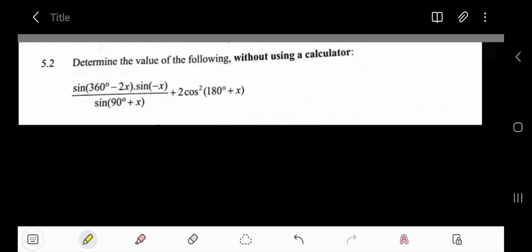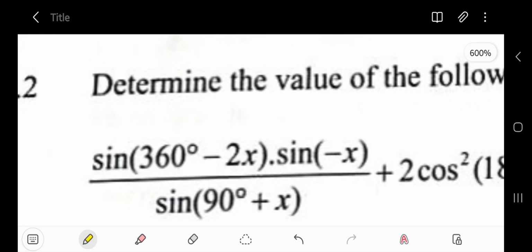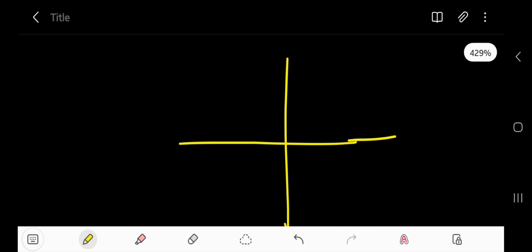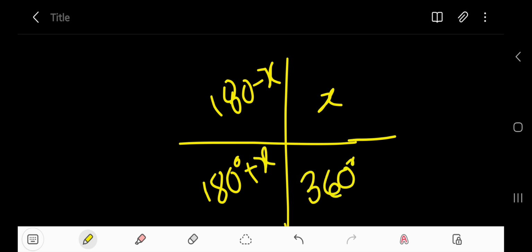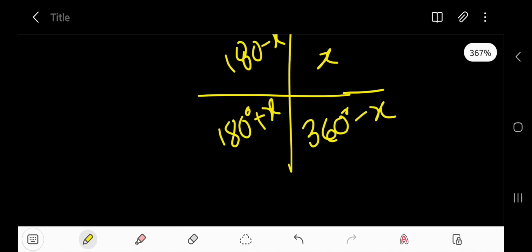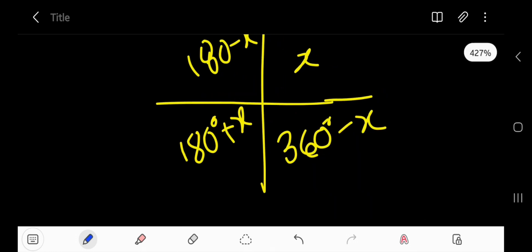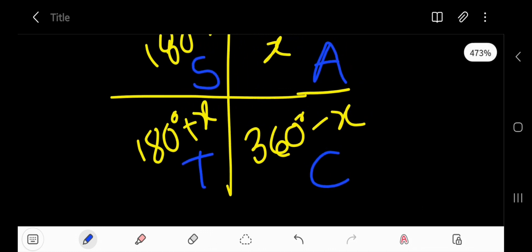Let's use yellow for this one. We're going to have sine of 360 minus 2x. Remember, guys, we have our Cartesian plane like this. In this case, let's just use x instead of theta. This is x, then this is 180 minus x, then this is 180 plus x, and obviously this is 360 minus x. This is what they call the CAST diagram. What this stands for is the Chartered Accountants Salute Tapelo.